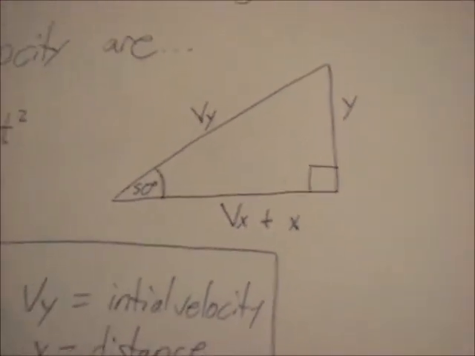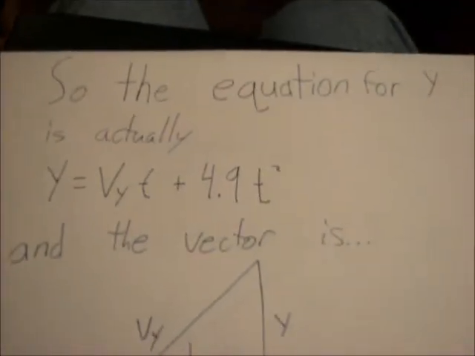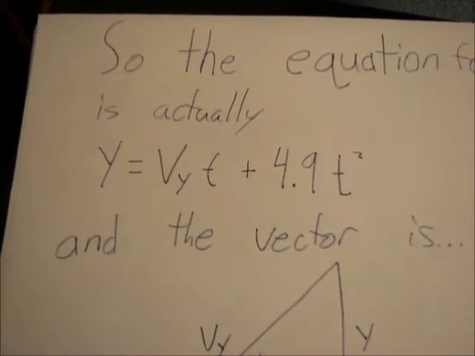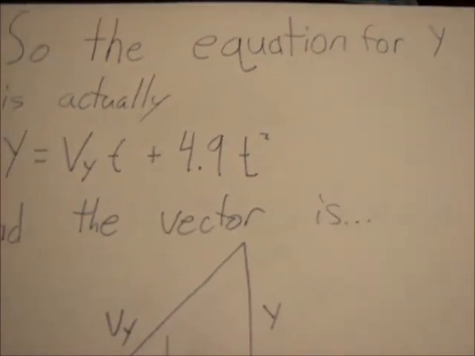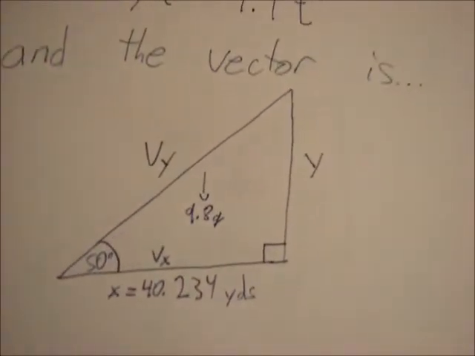And this is what we'll be using to show this. So, the equation when solving for gravity is y equals initial velocity times time plus 4.9 times time squared. And the vector is that.